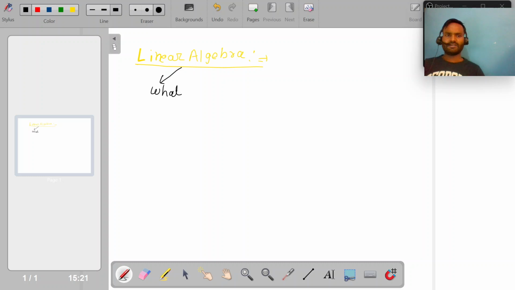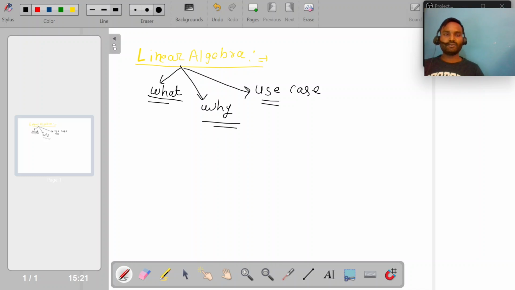Why do we need to study it? The second question that comes to your mind is what are the use cases of linear algebra. So first we need to understand thoroughly what linear algebra is, why we need to study it, and what its use cases are. Linear algebra is the mathematics dealing with vectors, matrices and linear equations.